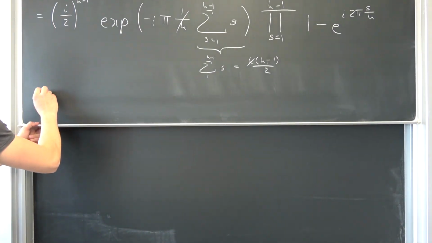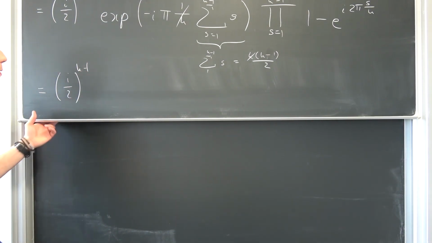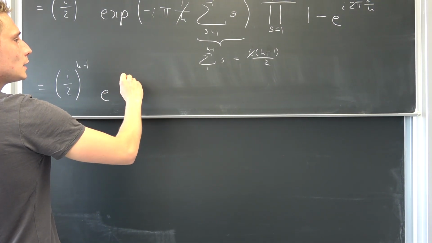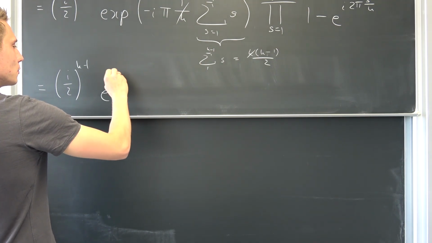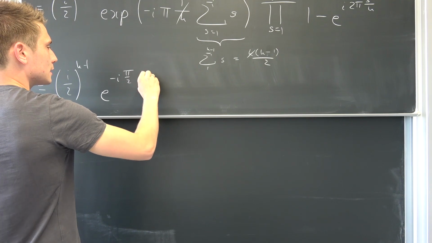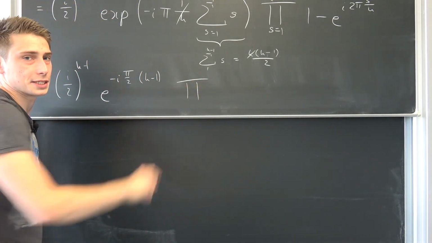Okay, I'm going to write it out. We are going to get i over 2 to the k minus 1th power. Also we are going to have e to the, okay, I'm going to put it like this. We are going to have negative i pi over 2 times k minus 1. Okay, this is just the same thing times our product right here that we have.